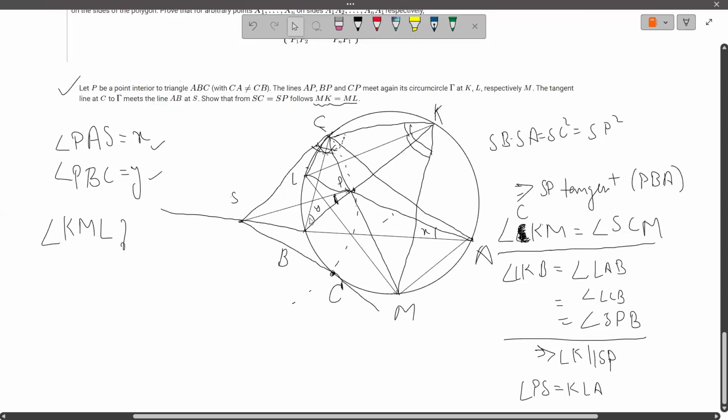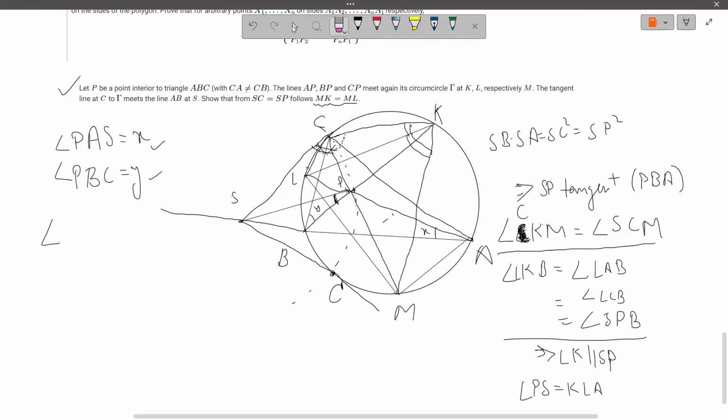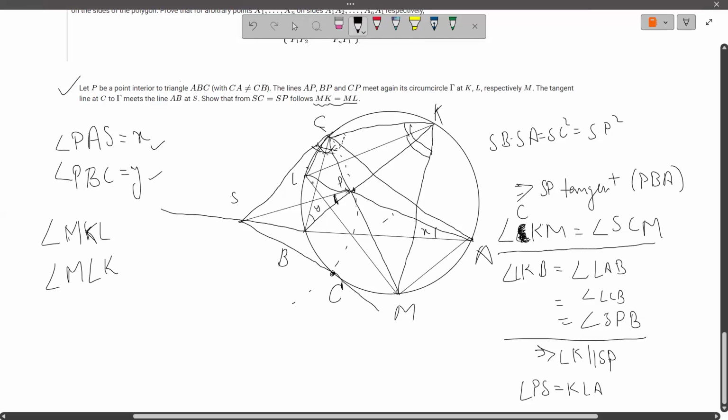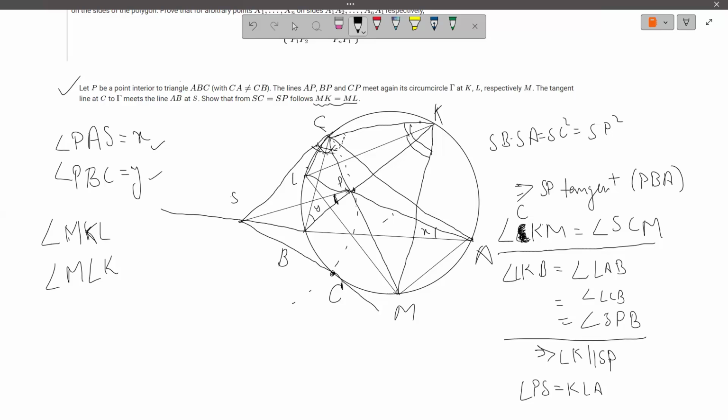What are the main angles we know? I think SP tangent to PBA was the main claim. So how can we use that tangency? Can you find me this angle MKL? Using just these two angles, you can find both angles MKL and MLK. Try chasing them. Which two angles again? The ones we want, MKL and MLK. You can angle chase these two.